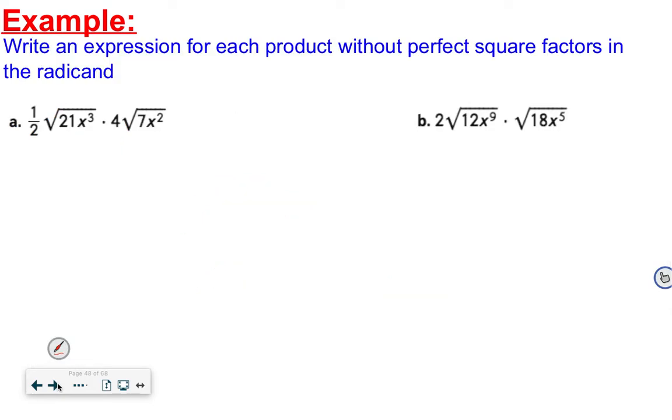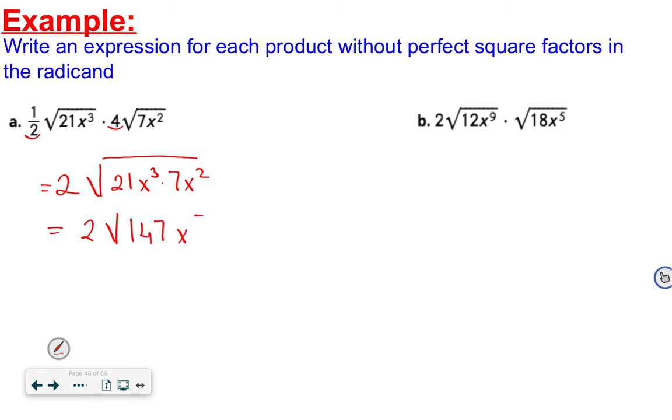Write an expression for each product without perfect square factors in the radical. As I told you, if there are numbers in front of the radicals, multiply them. 4 times 1/2 is 2. Because their degree of the radical is the same, we can multiply the expressions inside the radical under the same radical. 21x cubed times 7x squared. If you multiply the expressions inside the radical, 21 times 7 is 147, x to the power 5.